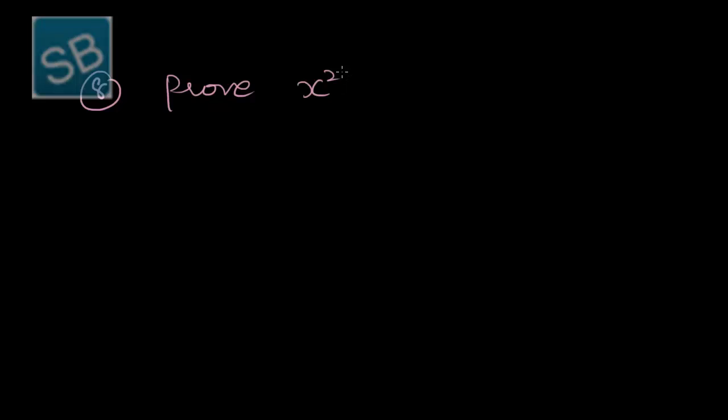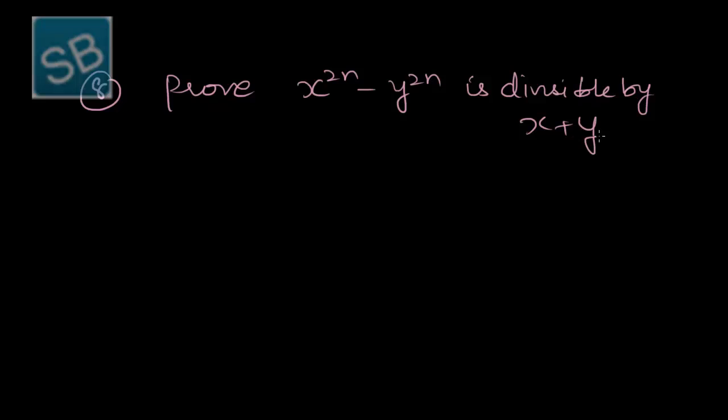Prove x raised to power 2n minus y raised to power 2n is divisible by x plus y. In problem 7, we have already done a divisible case problem. So, to improve this divisible case problem and to understand it very easily, to do more problems on the basis of that, I am going to solve this problem in the same way, or by the same method, as we did in problem number 7.